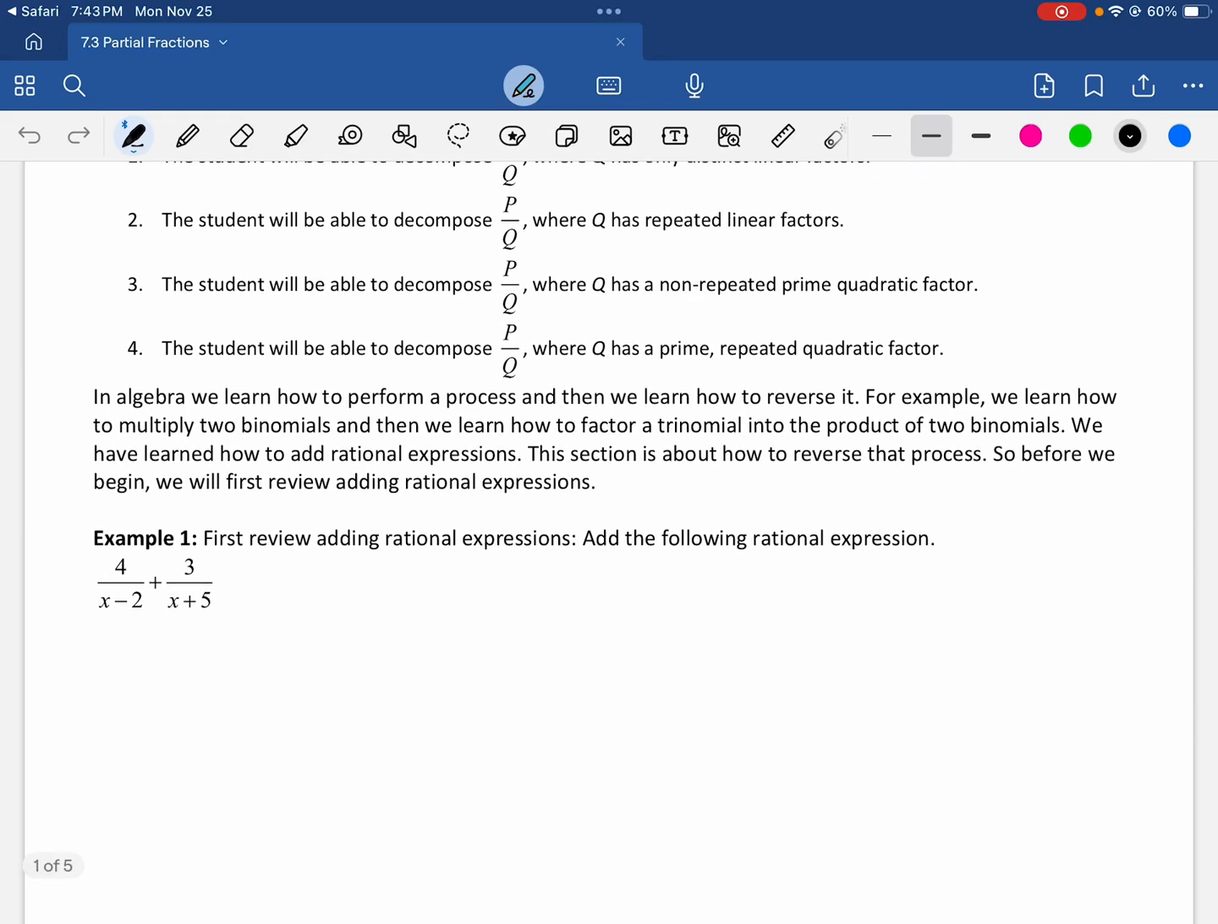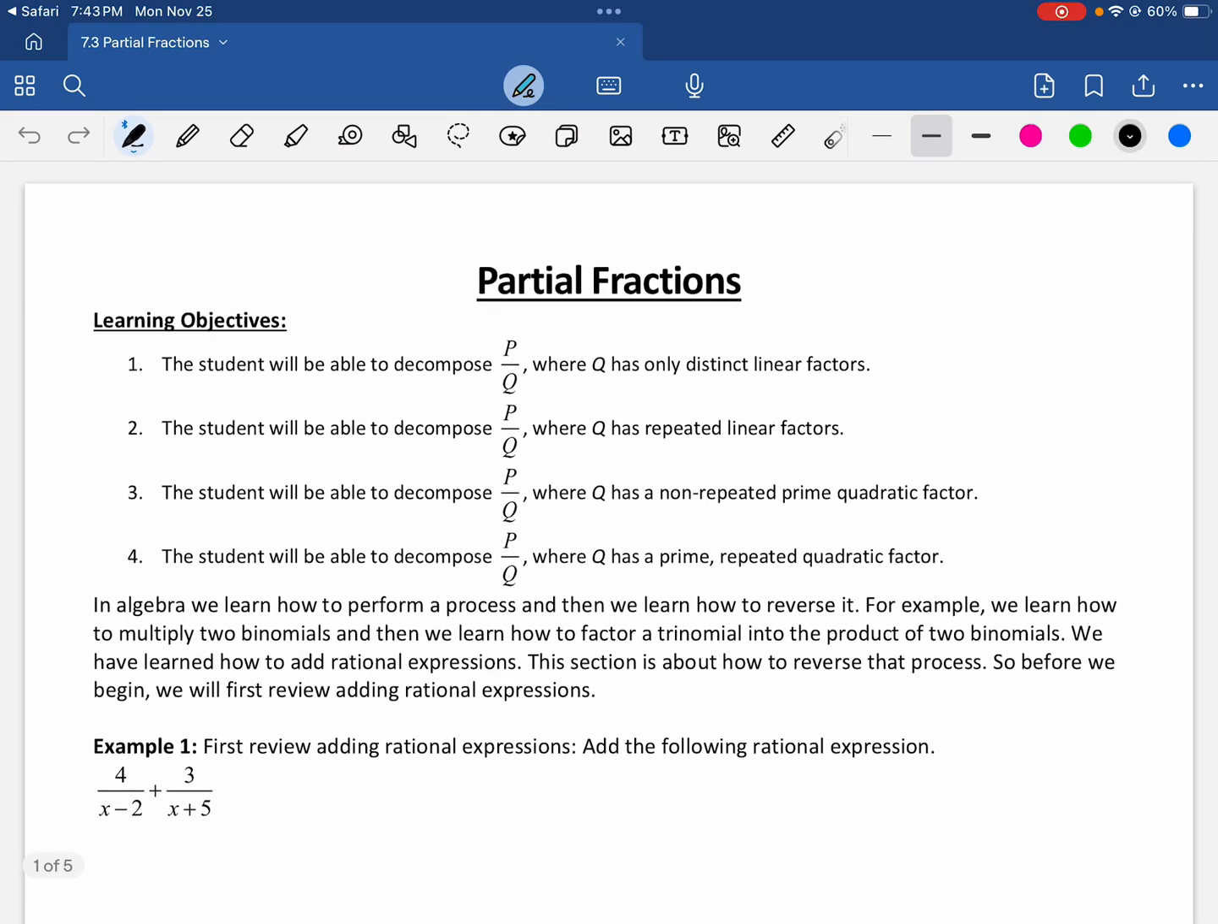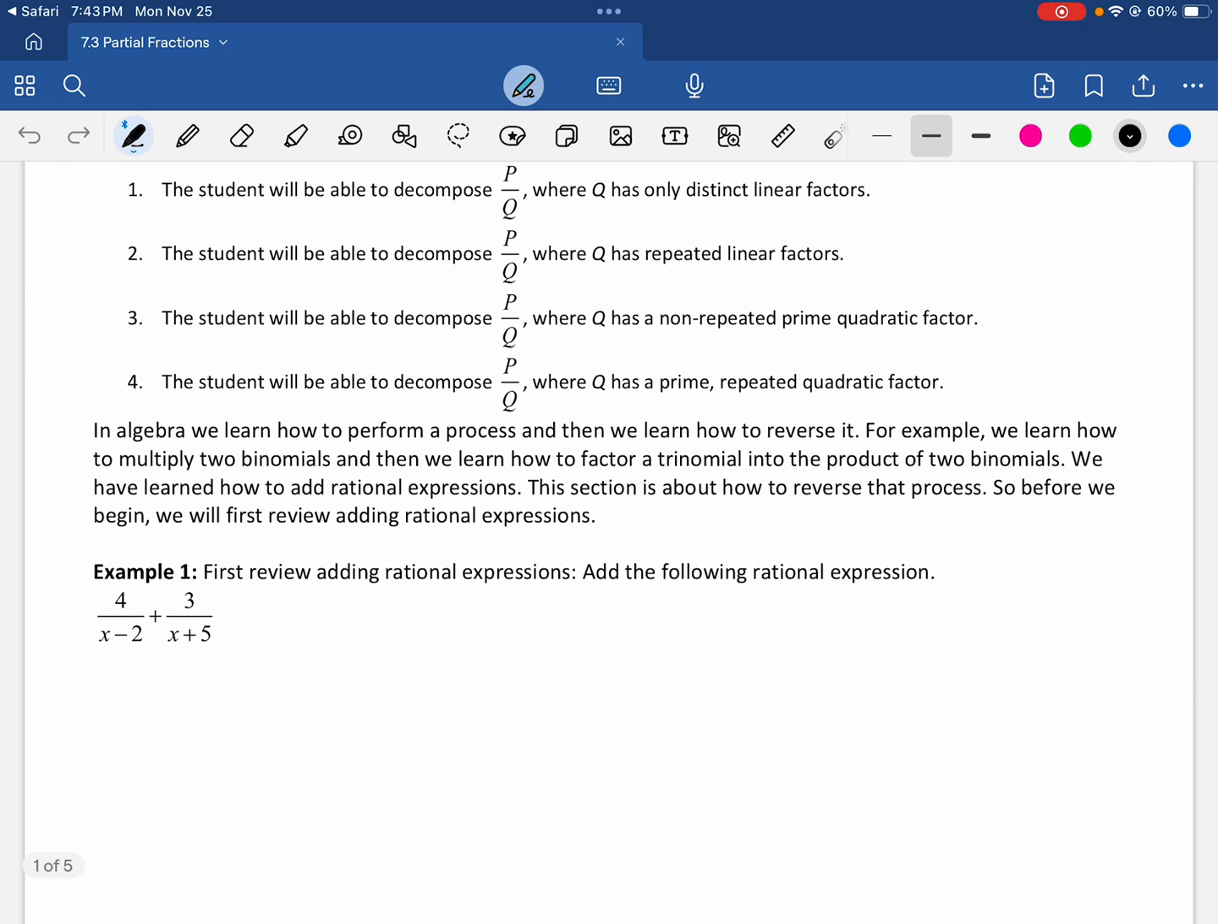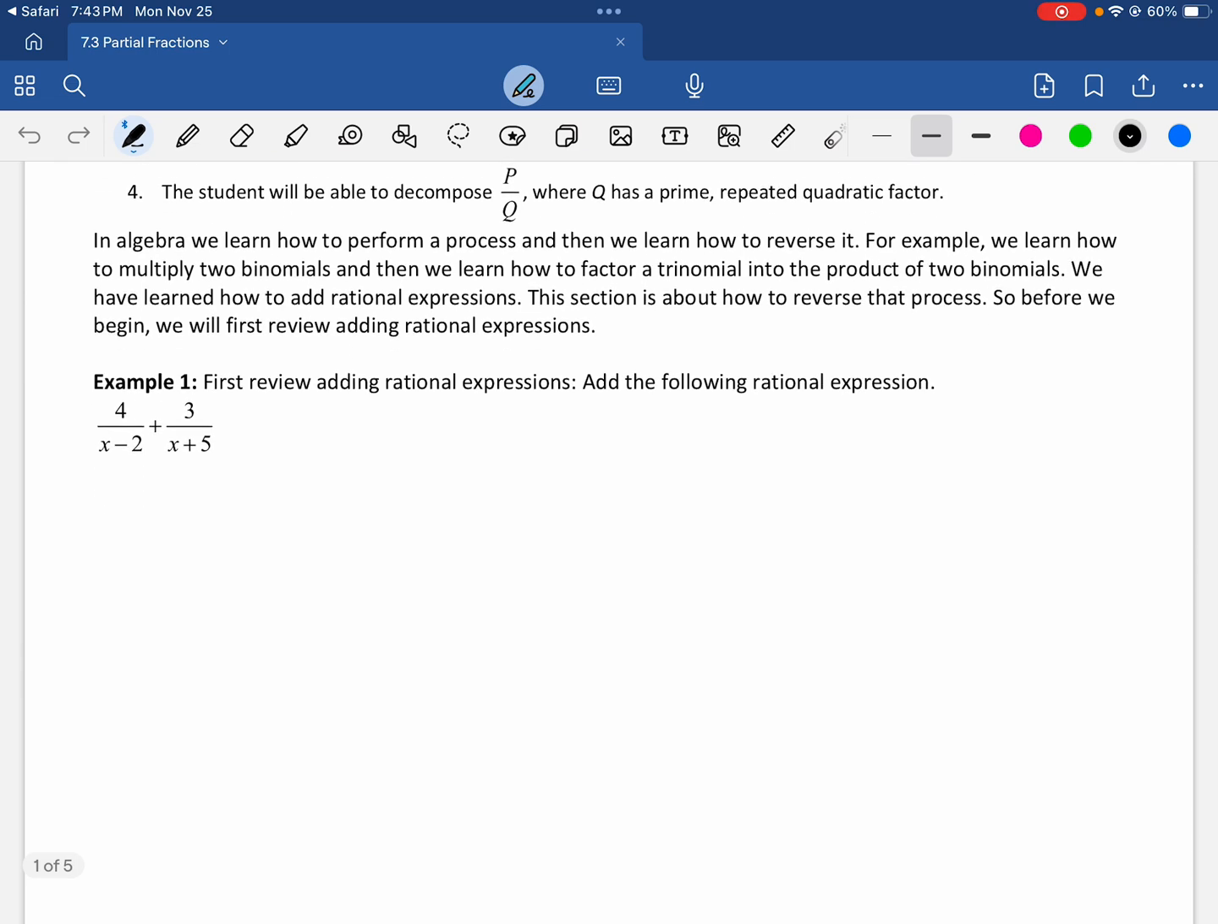All right, we are looking at section 7.3, which is on partial fractions. In algebra, we often learn how to perform a process, and then we learn how to reverse that process. For instance, you have learned in the past how to multiply two binomials together, but then you also learned how to factor a trinomial. So factoring is the reverse of multiplying.